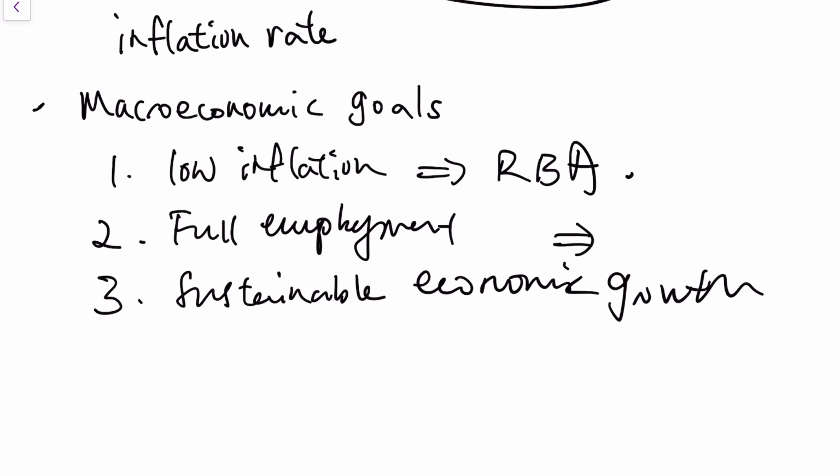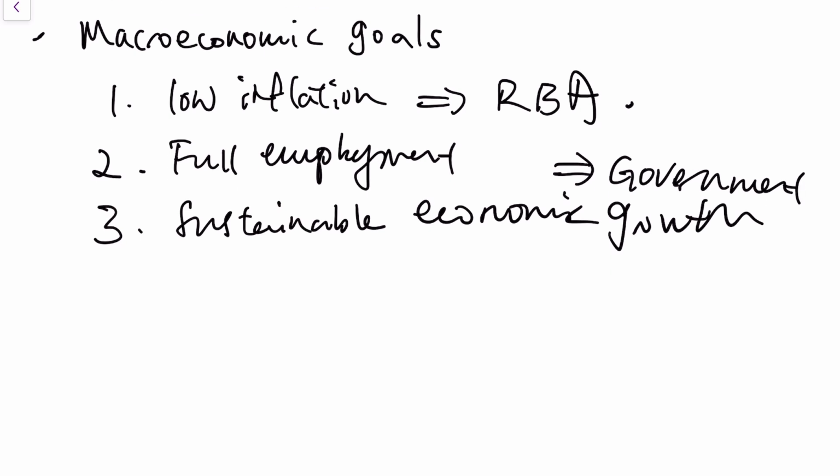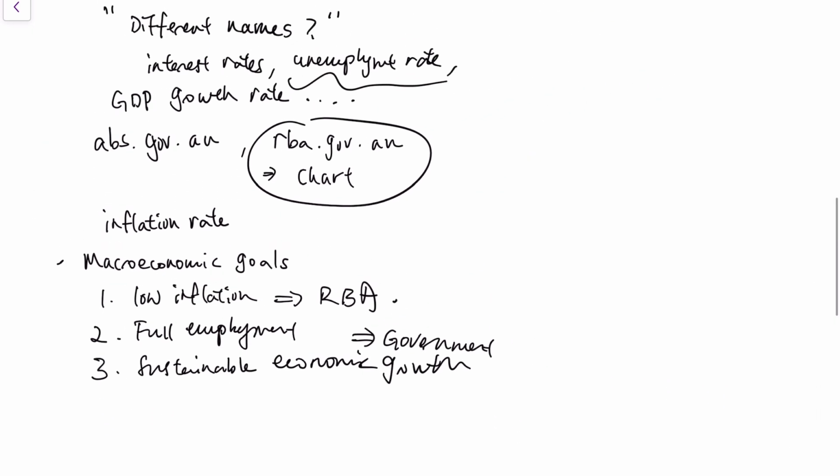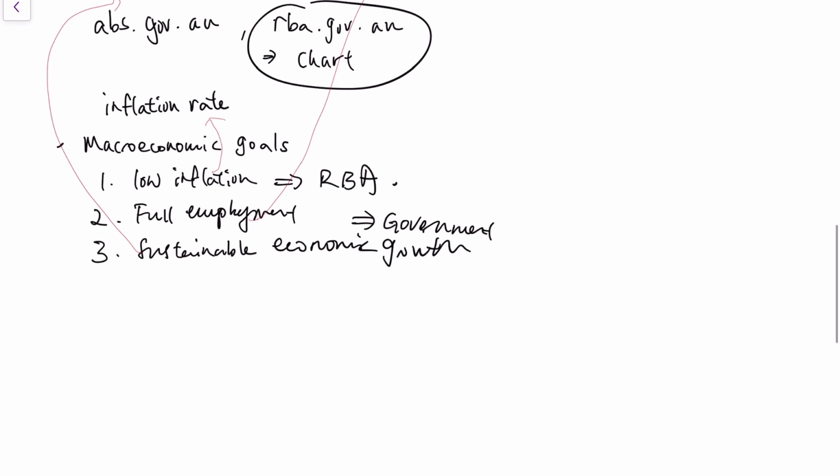So those are primarily the government's responsibility. And there are actually connections between them. Low inflation is connected with the inflation rate. Full employment connected to the unemployment rate. Sustainable economic growth is connected to the GDP growth rate. So you will learn this in great detail in area of study 2.